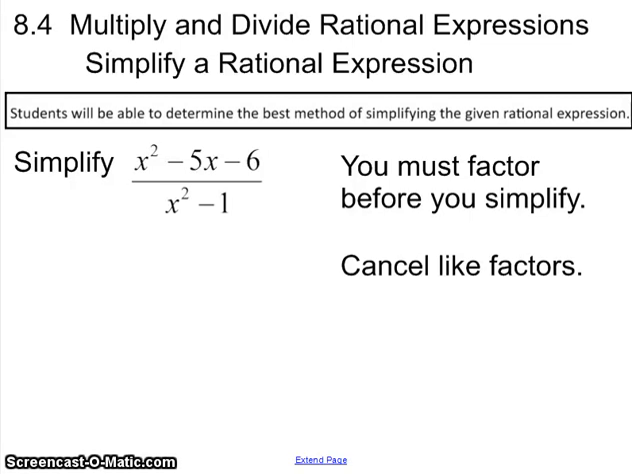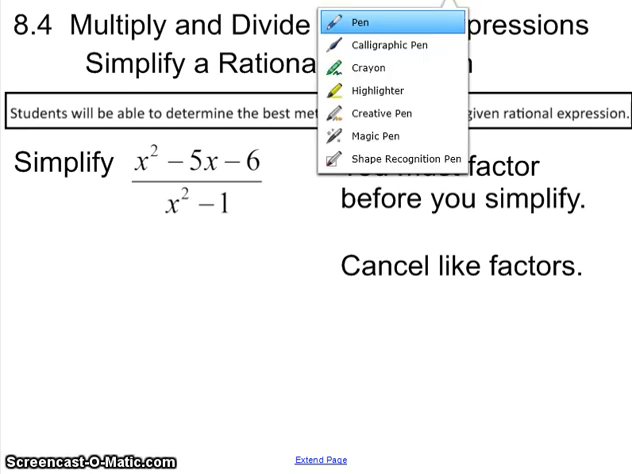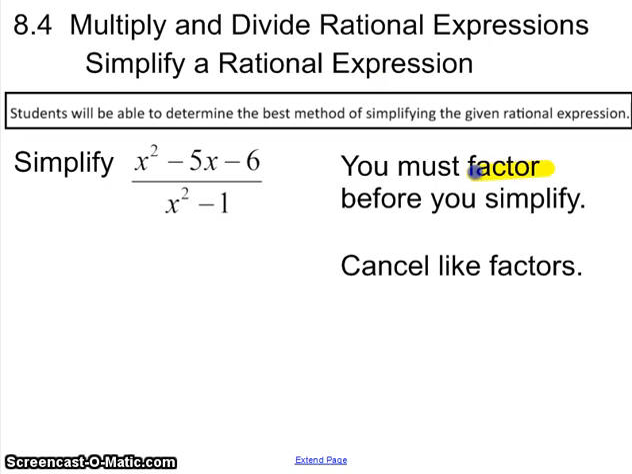Today's video is about simplifying rational expressions. This is section 8.4, and here I have my first example of a rational expression. Rational means fraction, ratio. With this fraction, I've got a polynomial expression in the numerator and a polynomial expression in the denominator. You have to factor before you simplify. You can't cancel anything out until you have everything in factored form.